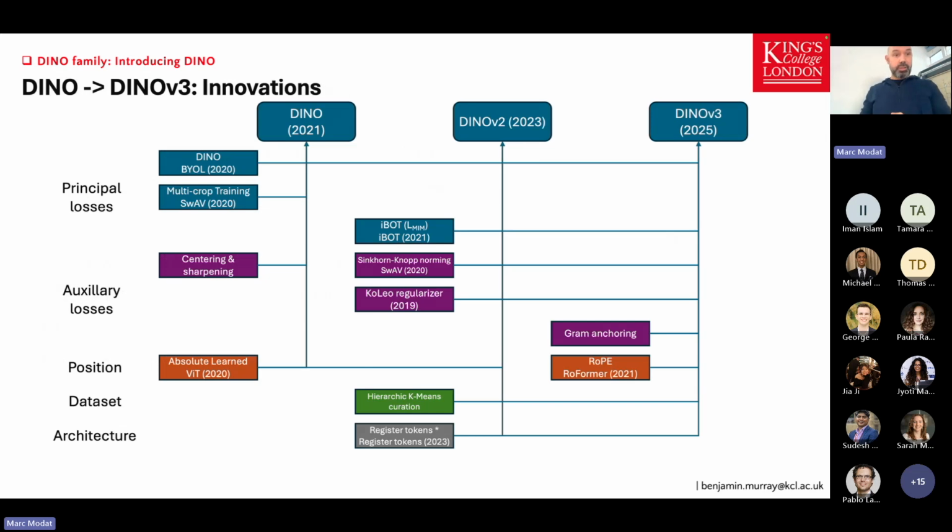We've got 2 losses, the principal losses for DINO. We've got this multi-crop training regime, which comes from swapped assignment between views, which is a paper that basically does a lot of what DINO did, but without teacher student. It uses these auxiliary losses, and they're primarily there to make sure the space is nicely separated and clustered. It's got positioning innovations that it's just borrowed from language, and it does some curation of the data set, and it slightly modifies the transformer architecture.